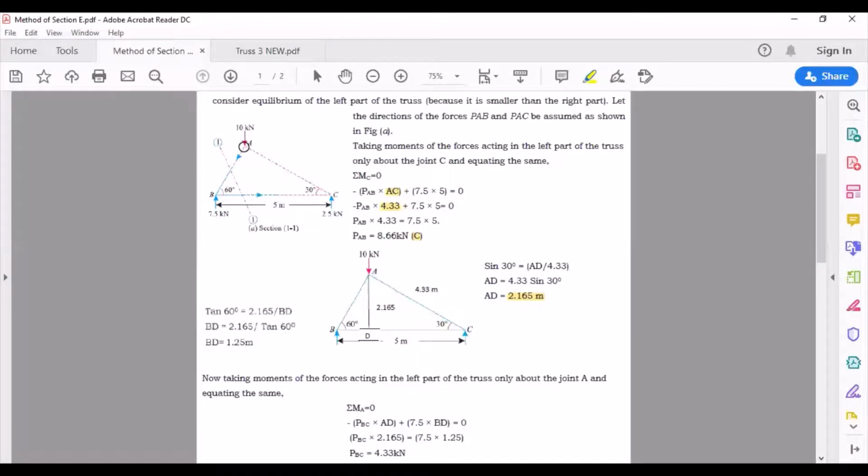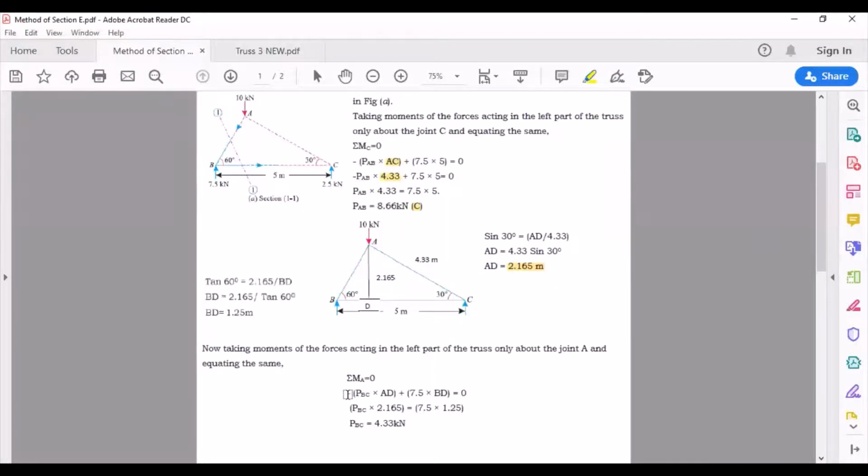2.165. Okay, so what type of moment is it causing? It is causing an anti-clockwise moment. So you can see that it is causing an anti-clockwise moment. That is why it is taken with the negative sign. So it is minus PBC into AD, which is 2.165. Okay, so it is taken with the negative sign.